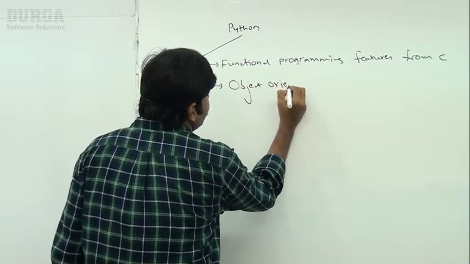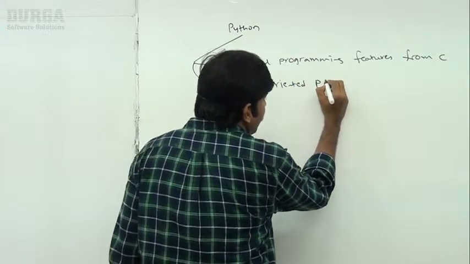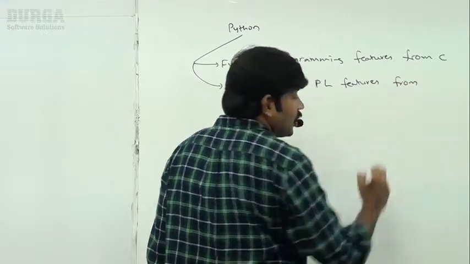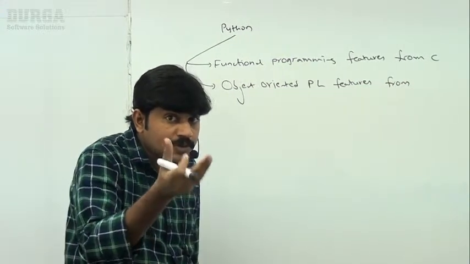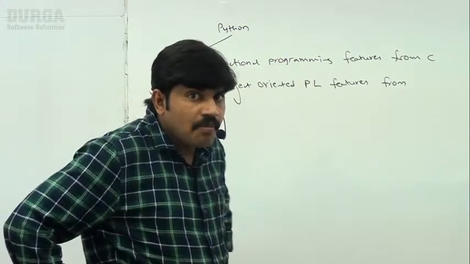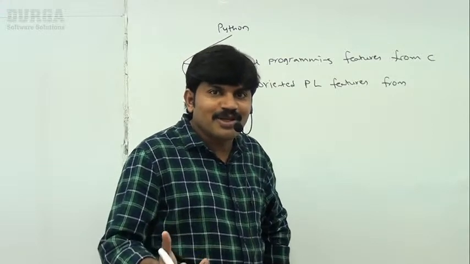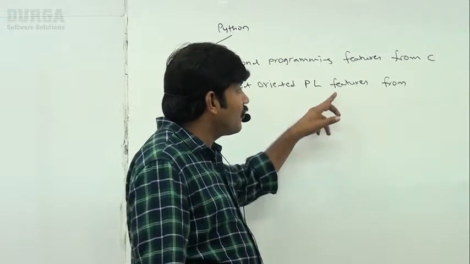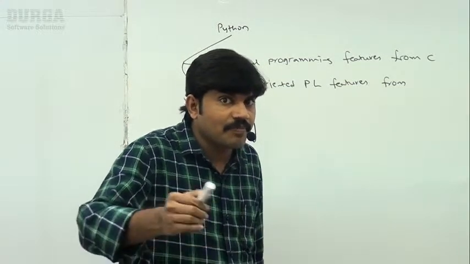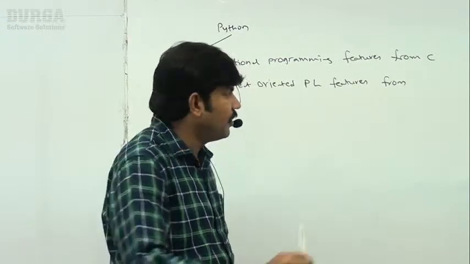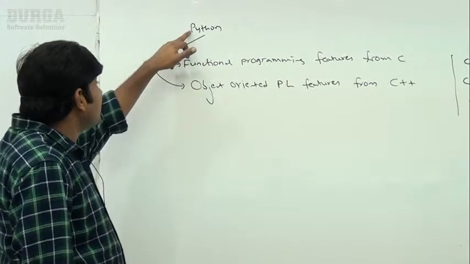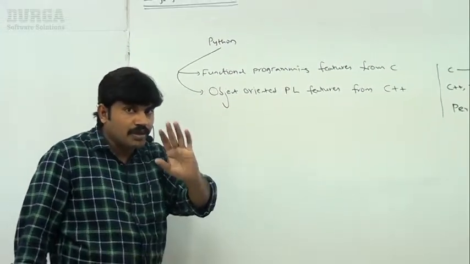Next, he borrowed object-oriented programming features. From which language were the object-oriented features borrowed? Respond. Don't say Java, because at the time of developing Python, Java was not there. Remember, they were borrowed from C++. That's why Python is an object-oriented programming language.